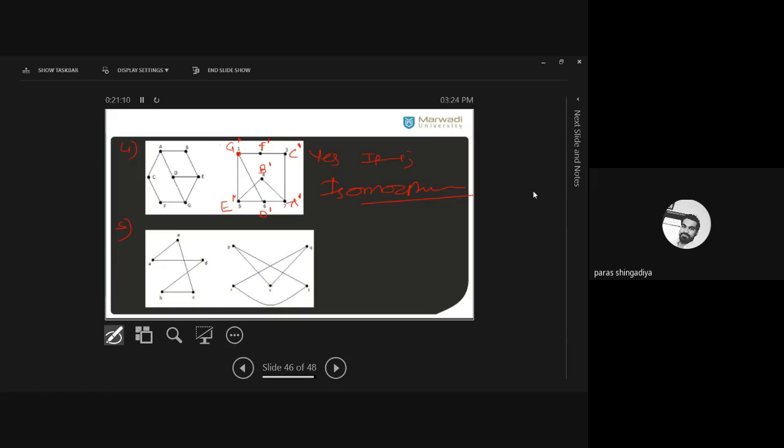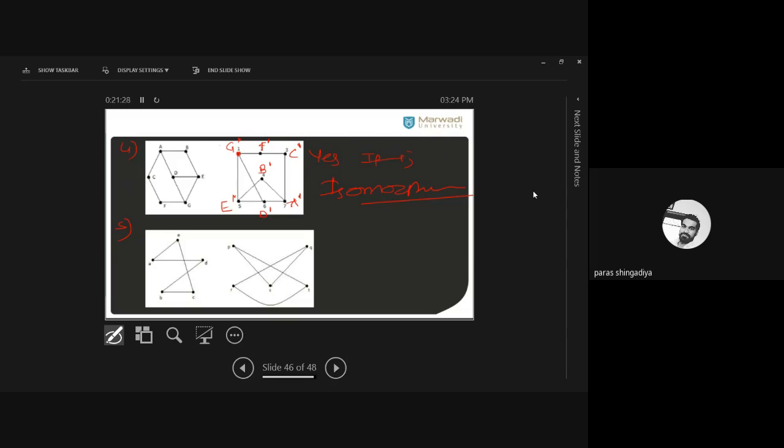Five vertices. This graph also has 5 vertices. How many edges are there? 5 edges. Okay. It also has 5 edges. Both are equal. Clear? Now apply one-to-one correspondence.